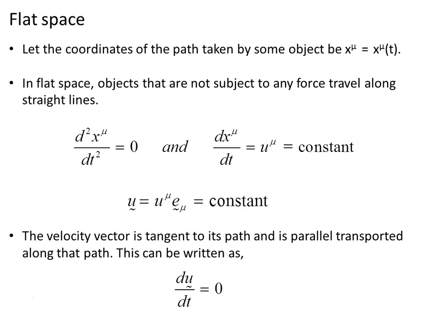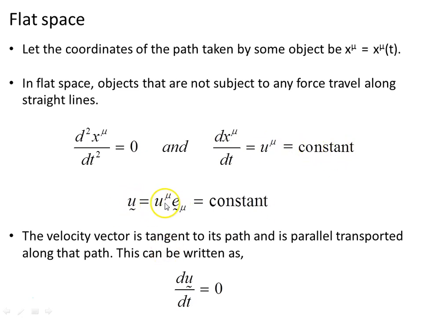So in flat space, let the coordinates of the path taken by some object be x^μ, and make them a function of time. That means we're going to have the x direction, y direction, z direction, the three dimensions of the usual flat space. In flat space, objects that are not subject to any force travel along straight lines. So the equation for that is the second derivative of the position coordinates with respect to time is 0, acceleration is 0, and the antiderivative of that gives you the velocity components, and they're constant.